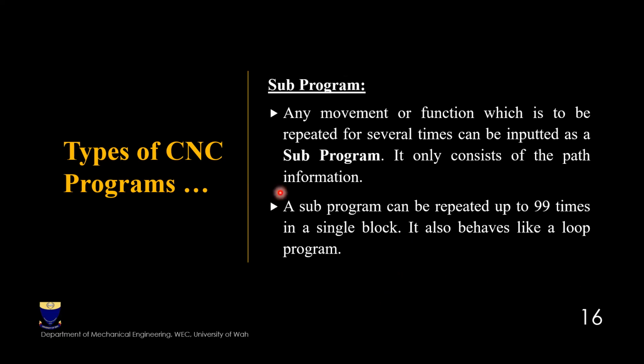Types of CNC program, and the other type is the subprogram. Any movement or function which is to be repeated several times can be inputted as a subprogram. It only consists of the information. A subprogram can be repeated up to 99 times in a single block. It also behaves like a loop program.